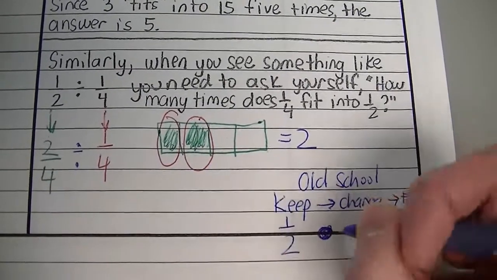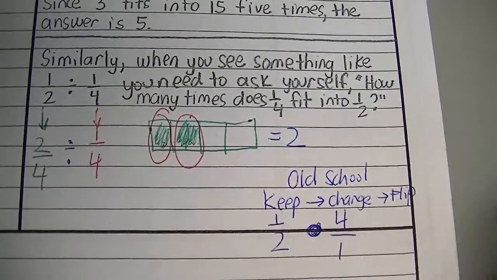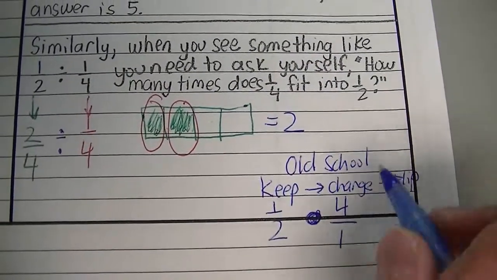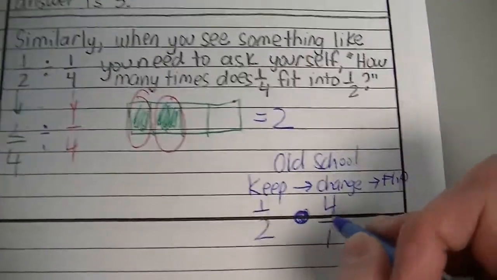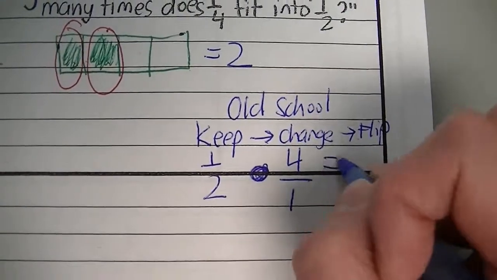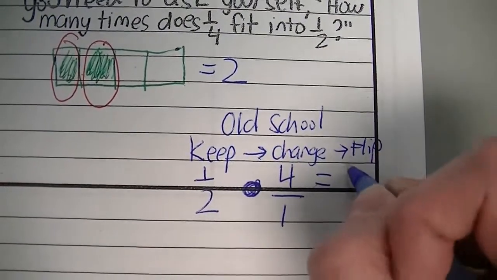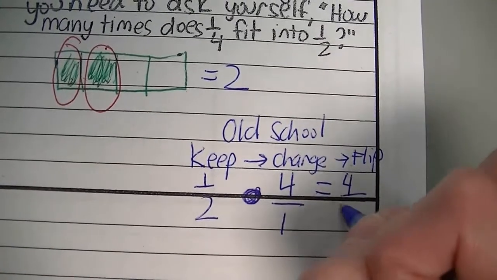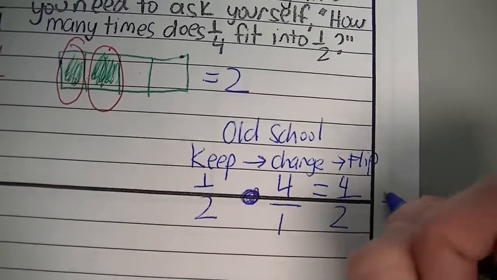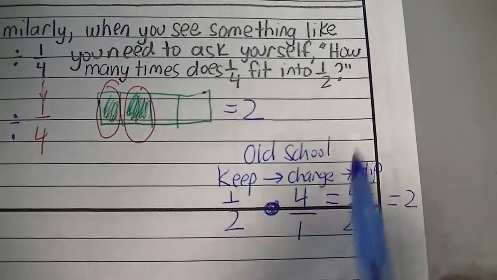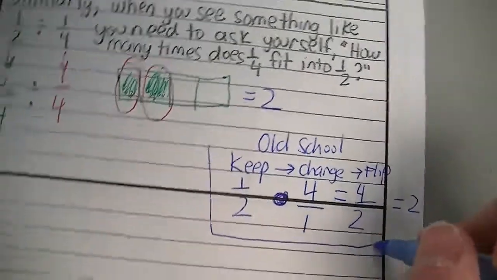So instead of 1/4, it would be 4 over 1. And then you just multiply straight across, because with multiplying, you always go straight across. Now it's changed to multiply, so it would be 1 times 4 is 4. 2 times 1 is 2. 4 divided by 2 is 2. See how we get the exact same answer? But that's the old school way.